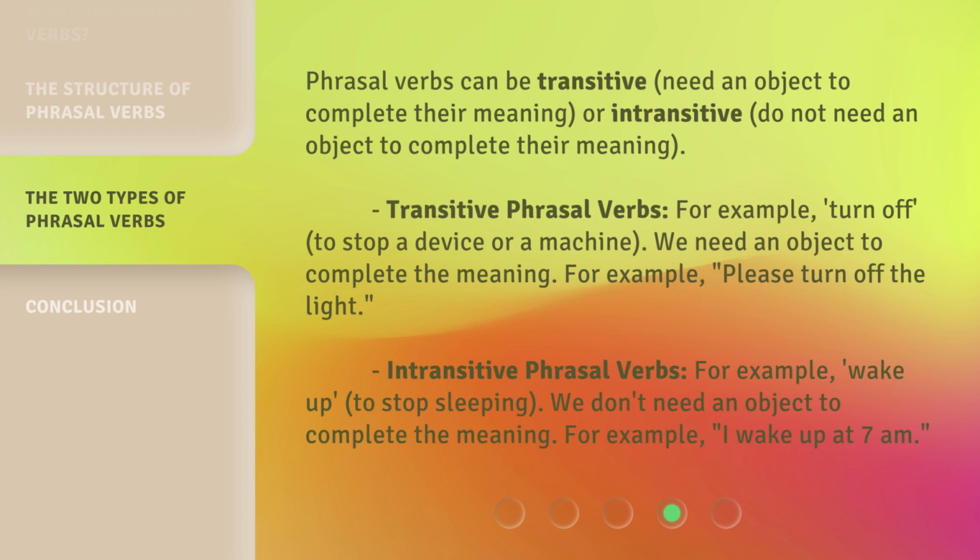Phrasal verbs can be transitive, which need an object to complete their meaning, or intransitive, which do not need an object to complete their meaning. Transitive phrasal verbs, for example, turn off, to stop a device or a machine. We need an object to complete the meaning. For example, please turn off the light.